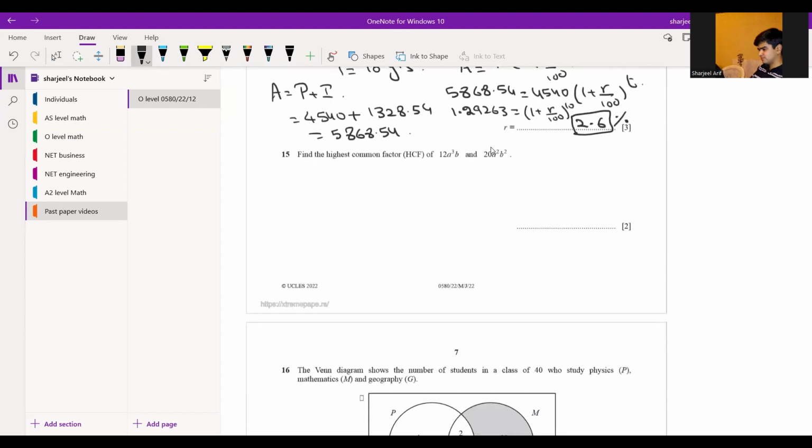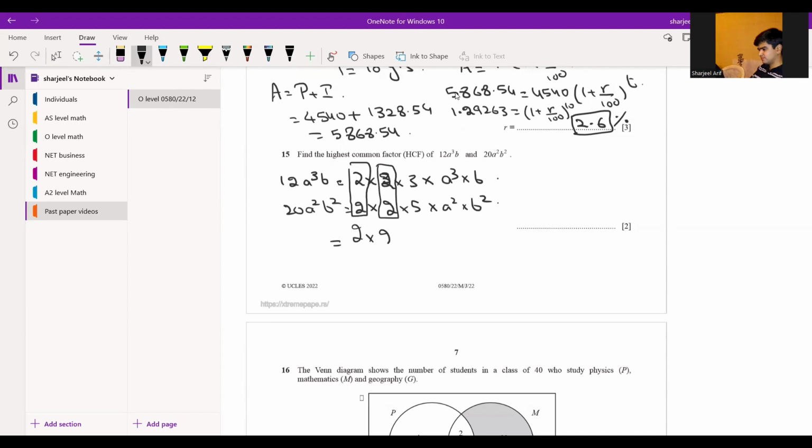So now we will move on to question 15. We have to find the highest common factor. For this one, we have to make the factors of the number. This will be 2 times 3 times 2 times 2 times 3 into a cube into b. And for 20 a square b square, this will be 2 into 5, a square and b square. So for the highest common factor, we have to take the common values only. So we have 2 common here, another 2 common here, and the lowest power of the variables, that would be a square and b. So our answer will be 4a square b.